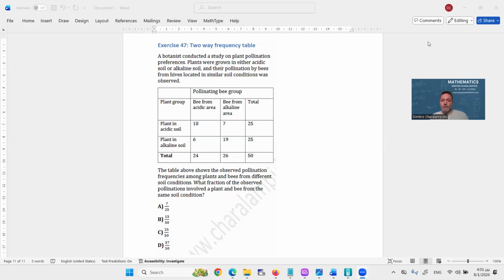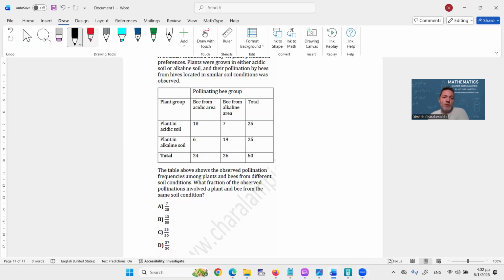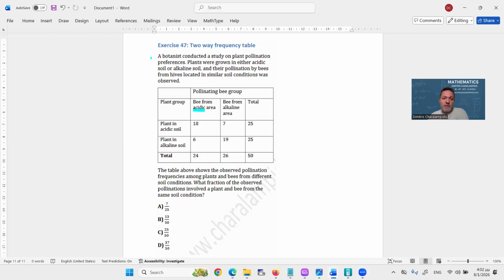The table above shows the observed pollination frequencies among plants and bees from different soil conditions. What fraction of the observed pollinations involved a plant and bee from the same soil condition? This means that if we used bees from acidic area, then it should have been seeded in acidic soil. So 18. Or both from alkaline soils.